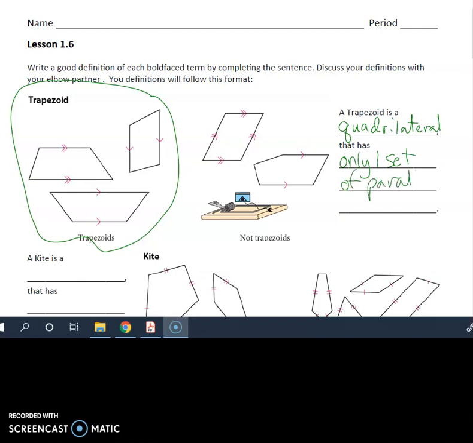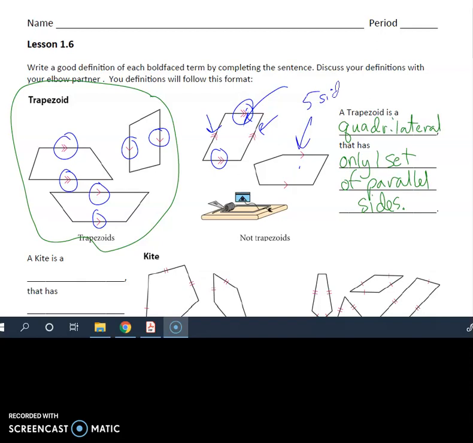Just a reminder: anytime we see arrowheads, they do not mean that the lengths are congruent. Arrowheads simply mean that the segments are parallel. Parallel lines or line segments are two lines that never intersect. So this one here fails because it has two sets of parallel sides, and this one here fails because it has five sides, and quadrilaterals have four.